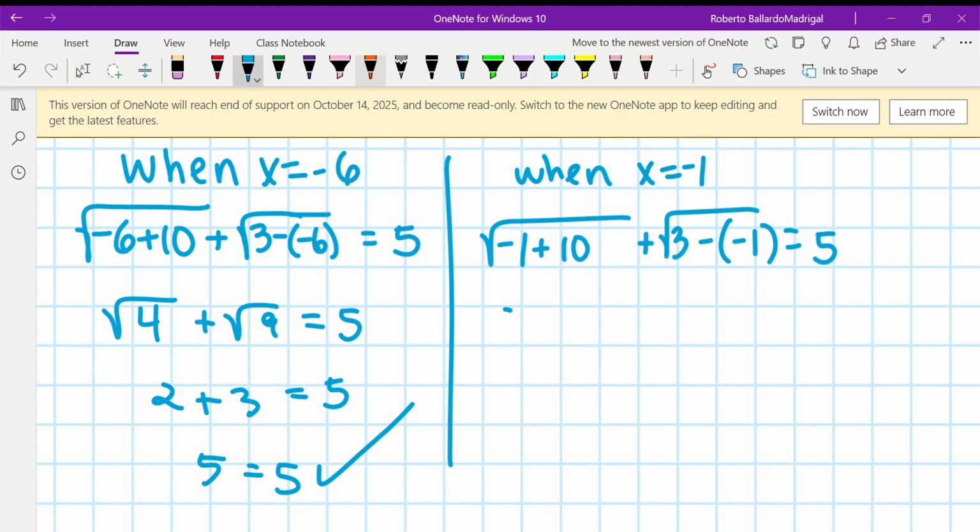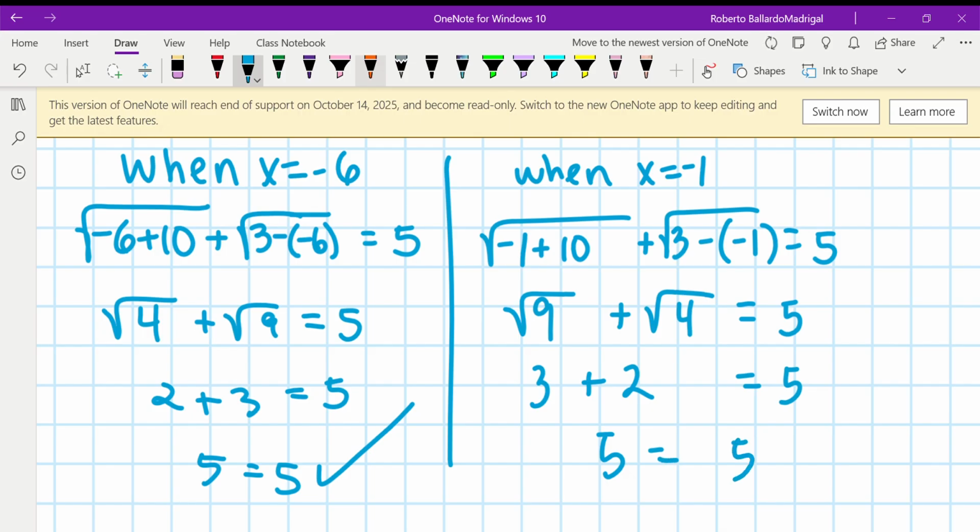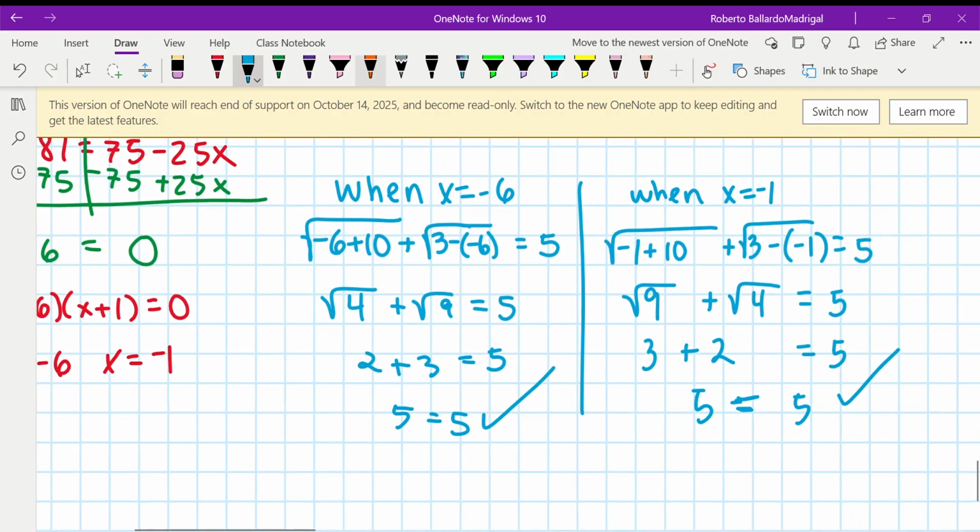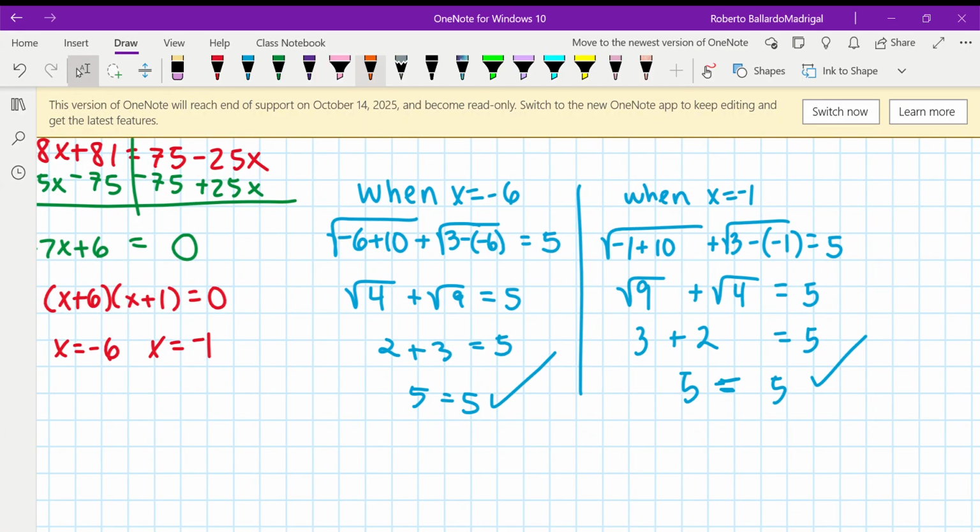And we have the square root of 9 plus the square root of 4, which is essentially the same thing. So 3 plus 2 equals 5. 5 equals 5, so that checks out. In both scenarios, we get a true statement when we check our solution, so both of our solutions are good. I'll leave that there. I'm just going to go ahead and circle my answer. Both solutions are good.